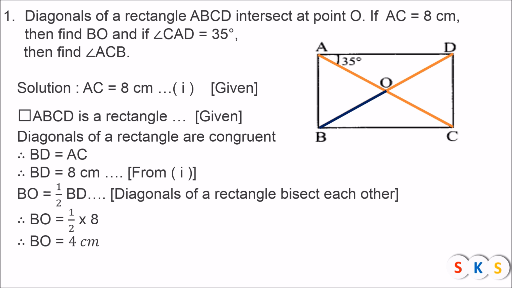So just make a note, look at this figure, BO is half of diagonal BD, but the length of diagonal BD is not given. So first we need to find the length of diagonal BD. And we know the diagonals of rectangles are congruent, hence BD equals AC. And you can see that in this figure, AC is given 8 cm, so BD is also 8 cm. Now we will find angle ACB.